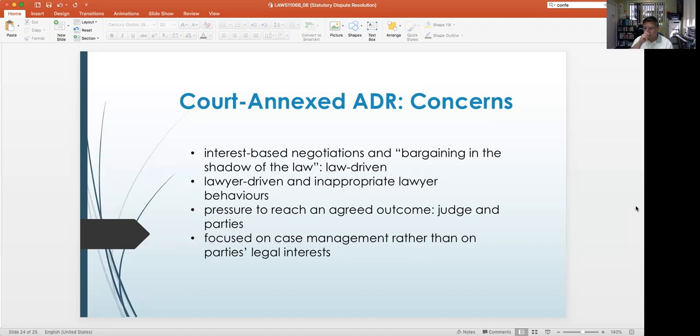For those who have experienced court proceedings, some of them may come out of the experience saying that they felt pressured to reach an agreement. In a sense, that might really be true, because maybe you'd rather come up with a resolution among yourselves than leave it to a judge or tribunal member whose decision you might not be happy with. But certainly the pressure is there.